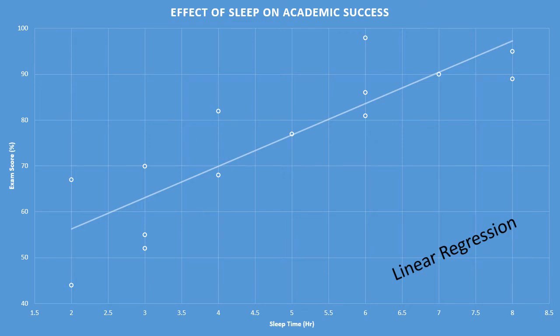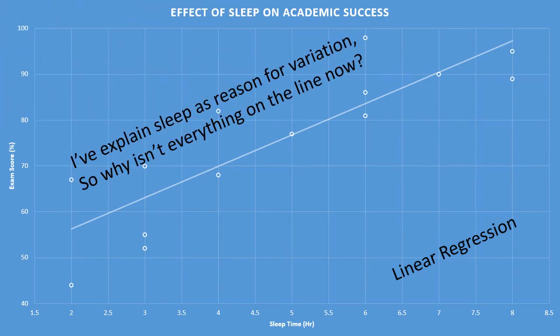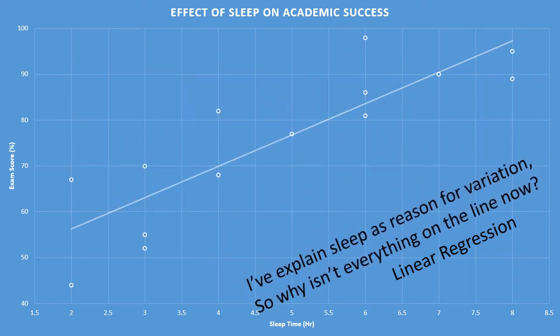And so ideally, if our independent variable explained 100% of the variation, meaning that the two circles were perfectly over top of each other, all of these data points would be right on the line. They'd be perfectly on the regression line, but they're not. They're slightly off. So I've explained sleep as a reason for variation, so why isn't everything on the line? Well, the reason is because sleep can't explain all the reasons as to why a person would get an exam score higher or lower.